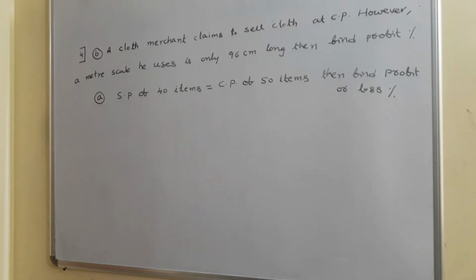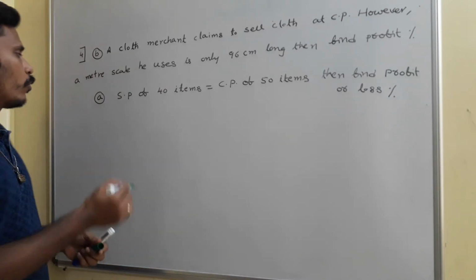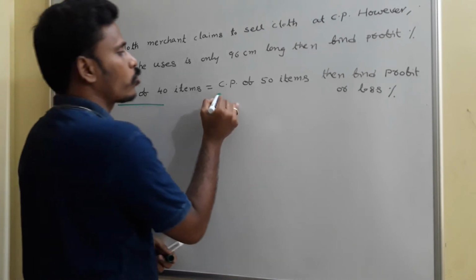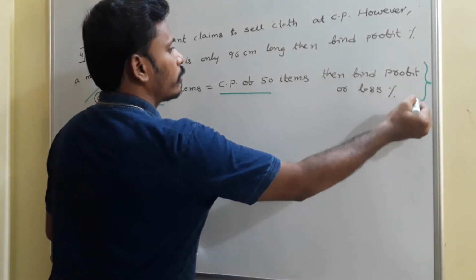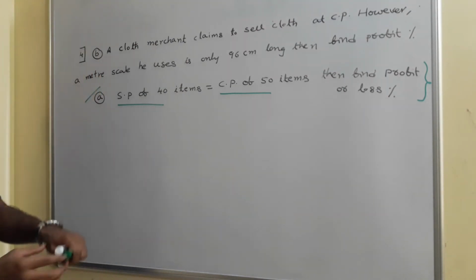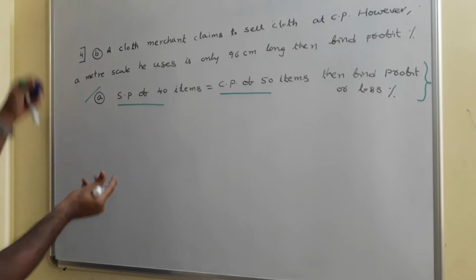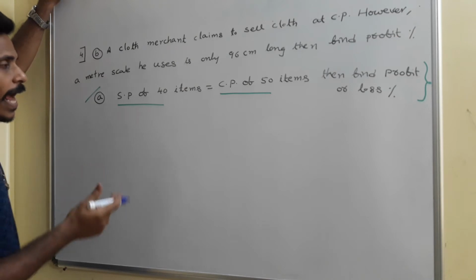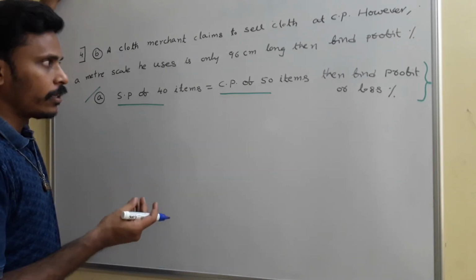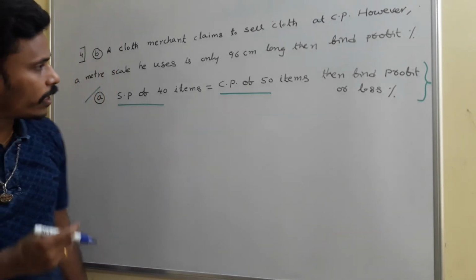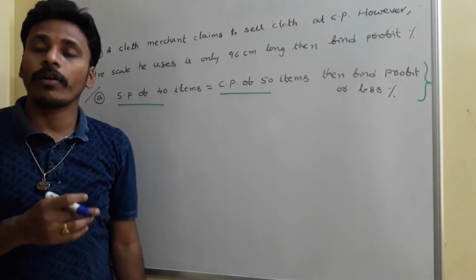Okay, just look at the problems. 4A and 4B are both of the same type. First of all, you just think about A. Selling price of 40 items is equal to cost price of 50 items, and you need to calculate either profit or loss percentage according to the situation. See, but the actual costs are not given. The amount of cost price is not given, the amount of selling price is not given, the amount of profit is also not given.